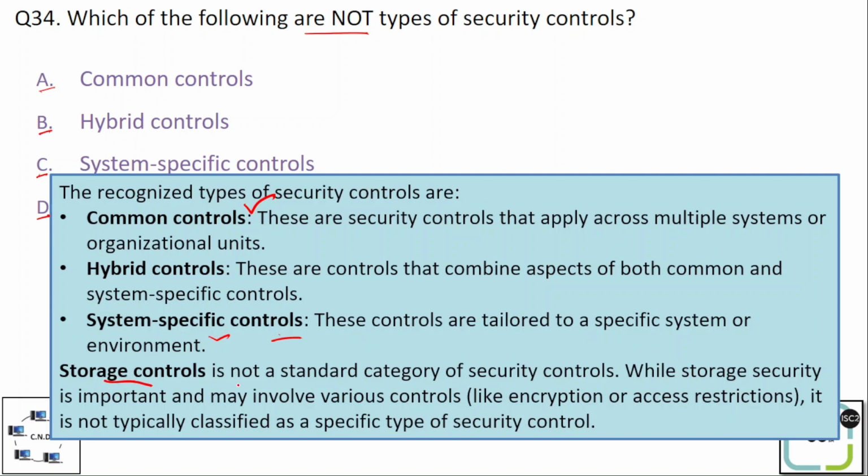Storage controls is not a standard category of security controls. While storage security is important and may involve various controls like encryption or access restriction, it is not typically classified as a specific type of security control.